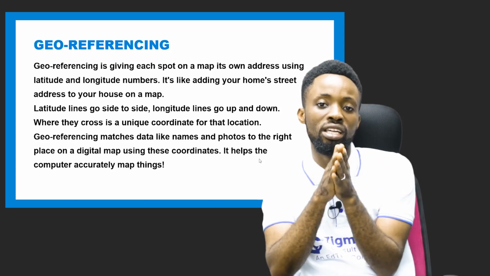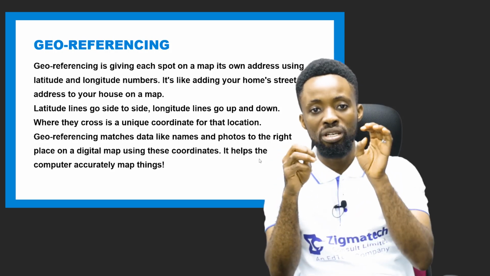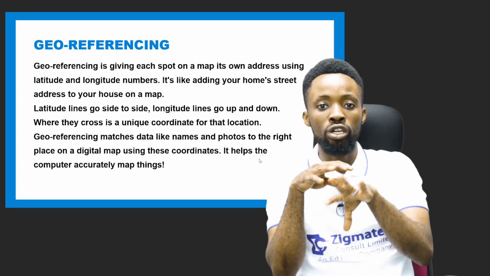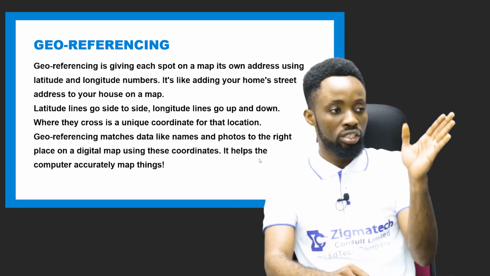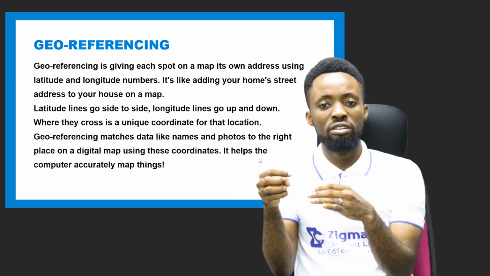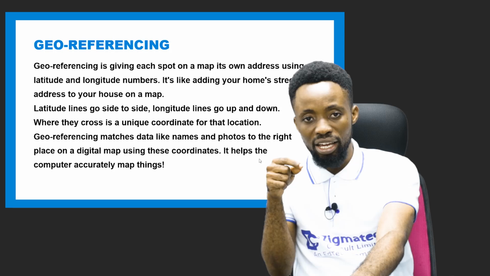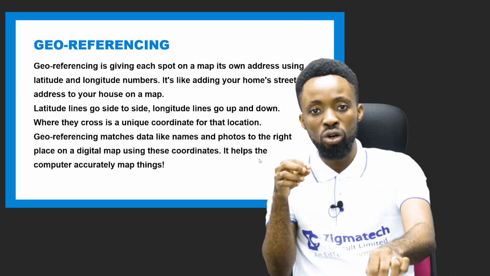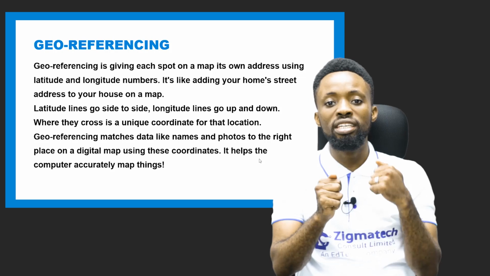Now let me give an instance. Like in your street, you see people trying to give addresses to the houses in your estate or in your locality. They say, okay, this place is number 1, this place is number 2, this place is number 3, this one is lane 4, this one is lane 5, this one is lane 6. That's what georeferencing is likened to. So you assign a position to a place based on latitude and longitude. You give them coordinates so that whenever someone refers to that place on the map, they easily get the coordinates.